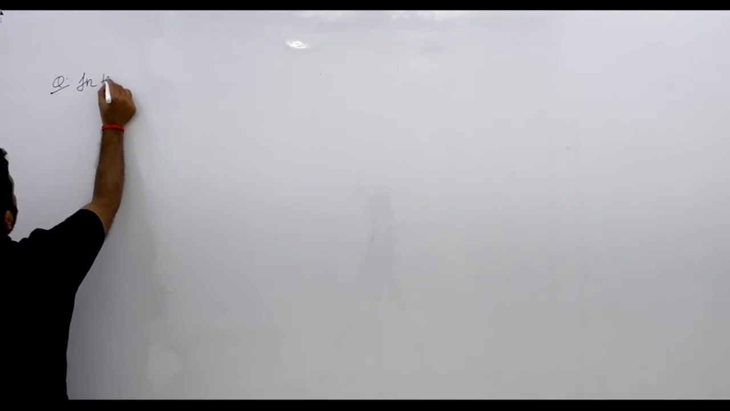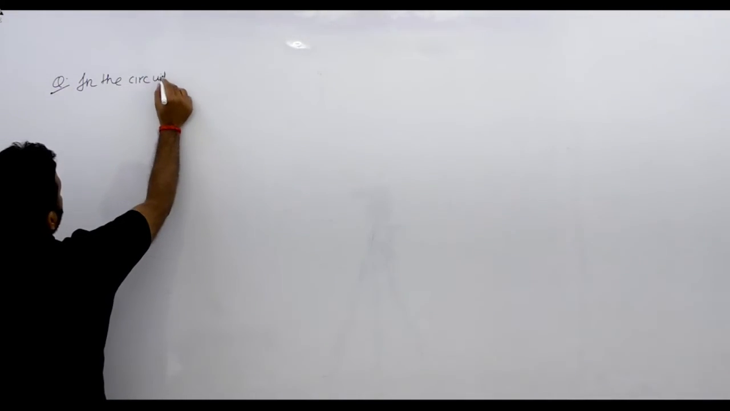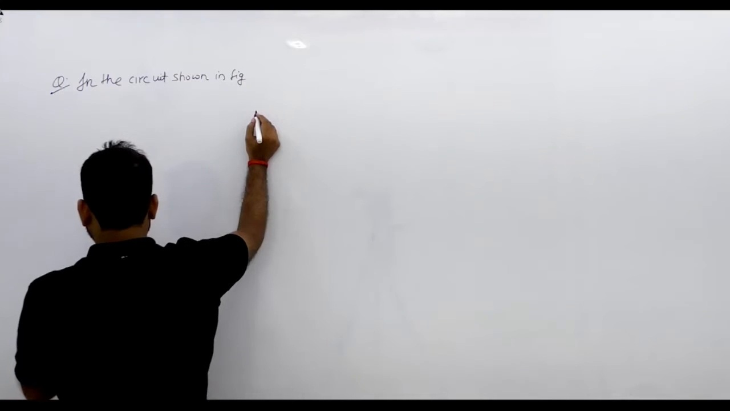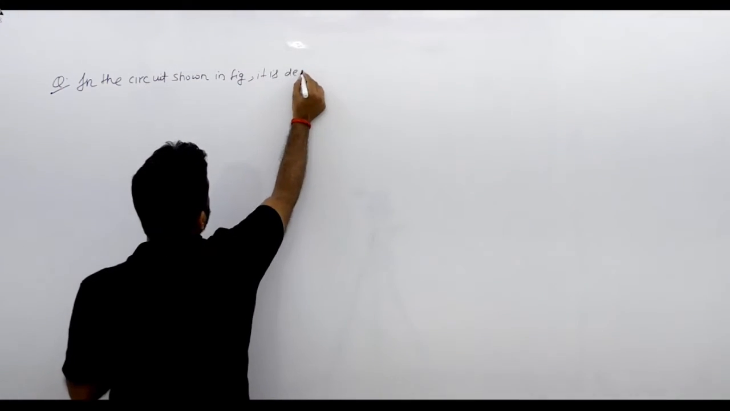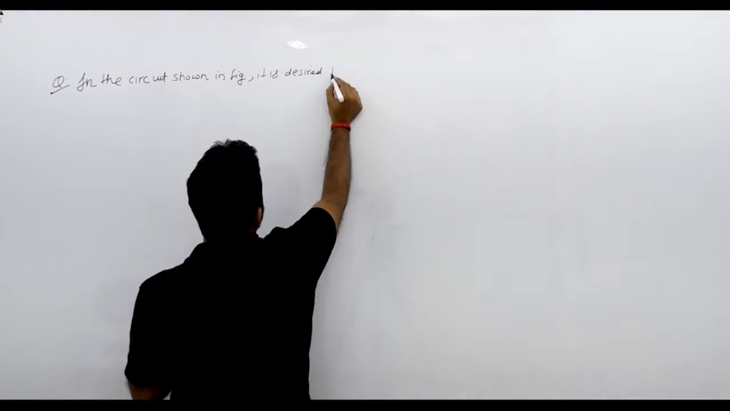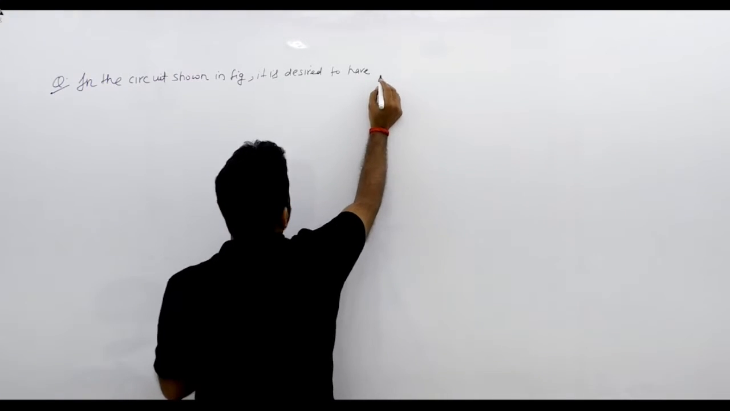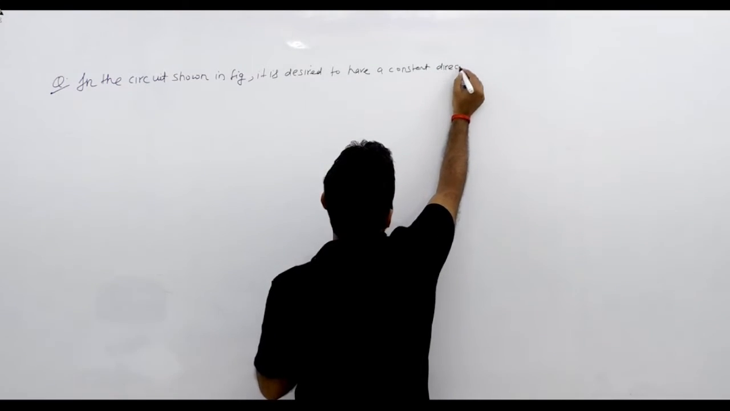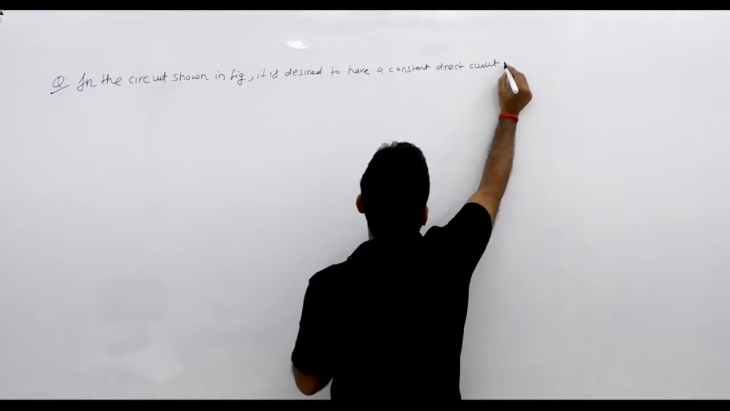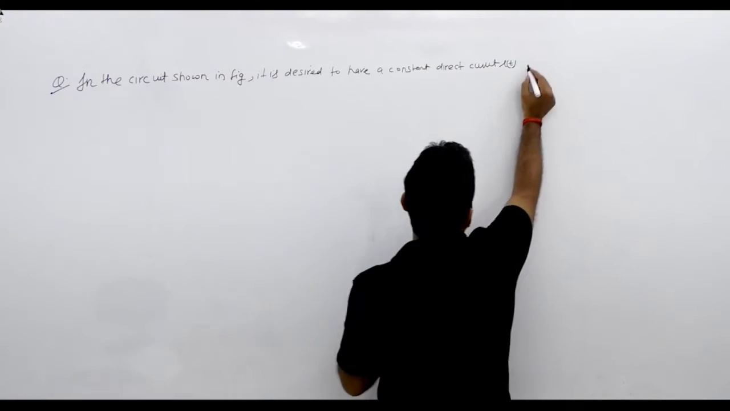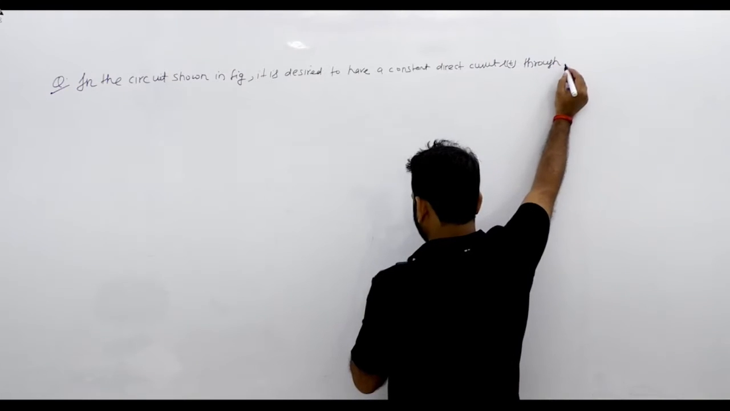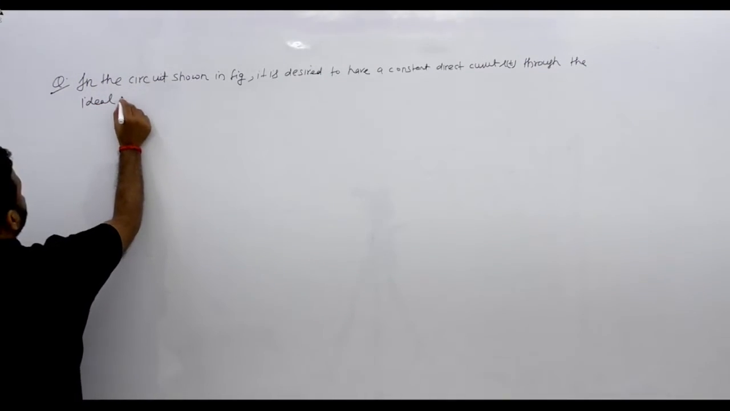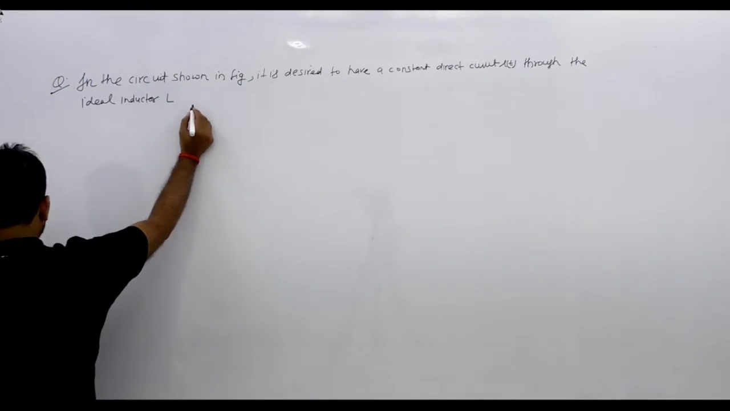In the circuit shown in figure, it is desired to have a constant direct current IT, constant direct current IT through the ideal inductor L.